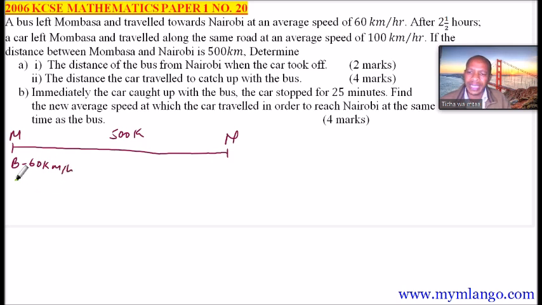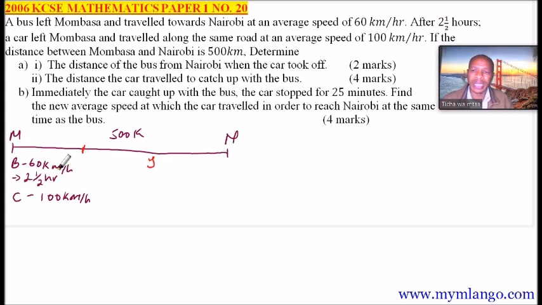By the time the car started the journey, the bus had traveled for a time of 2.5 hours. So we have our car here. The car is traveling at a speed of 100 kilometers per hour. That is the information given. Now, we are required to find the distance of the bus from Nairobi when the car took off. Let's say that distance is y, the distance from Nairobi to where the bus was when the car started the journey.